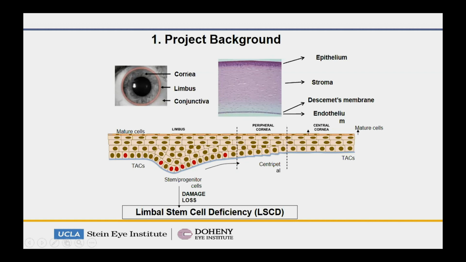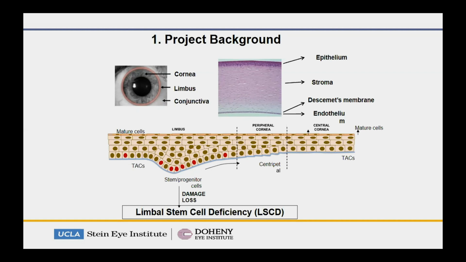Cornea is the transparent part of the eye. It's lined by epithelium, and this epithelium is maintained by a group of adult stem cells that reside in the limbus, which is the junction between the cornea and conjunctiva, in the basal layer of the limbal epithelium. When they are deficient or lack functional stem cells, that leads to a disease entity called limbal stem cell deficiency.